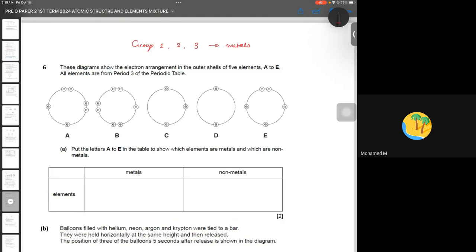So in D, you can see the two outer electrons. So ultimately, this is in group 2, so this is a metal. And this is C. This is in group 3 because it has three outer electrons. So C is also a metal. And A, B, and E are non-metals. Okay?